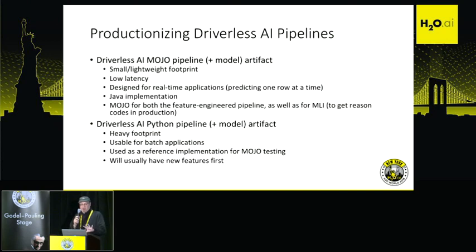That's because the Python implementation is really the standard implementation from different packages that we pull in to put into the feature engineering part of driverless AI. Usually the Python pipeline will have new features first, and the Mojo will work then to implement those same features into the Mojo for the real-time scoring applications.